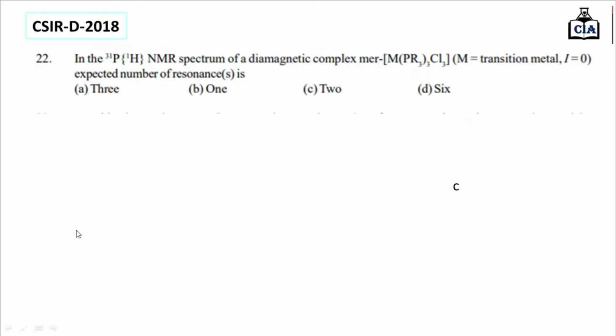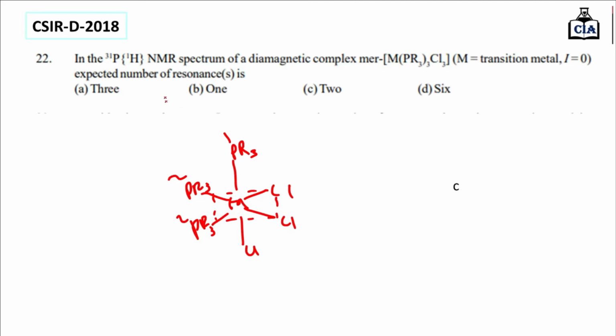Now next question from CSIR December 2018. In this question we have to find out the 31P proton decoupled NMR spectrum of the diamagnetic mer isomer. If you draw the structure of this mer isomer, then this is the structure. So here a total of 2 types of phosphorus are present. If you take the proton decoupled phosphorus-31 NMR spectrum, then it will show a total of 2 signals. So the correct answer will be 2.